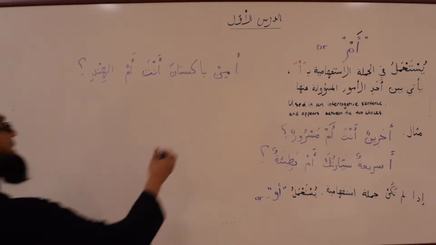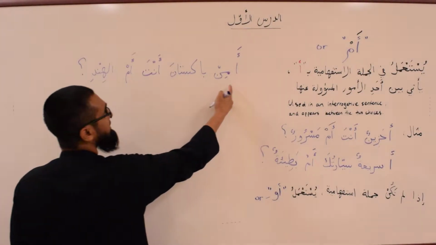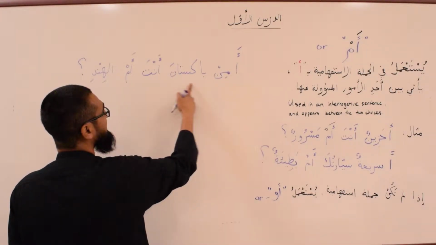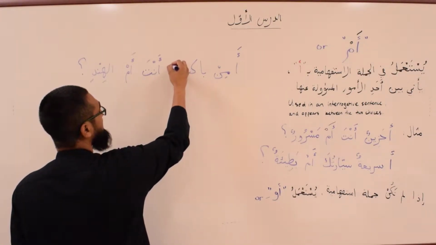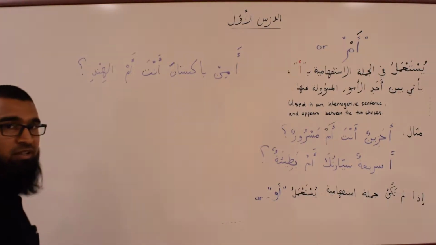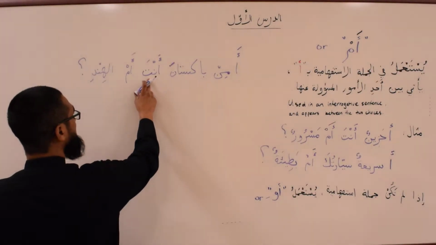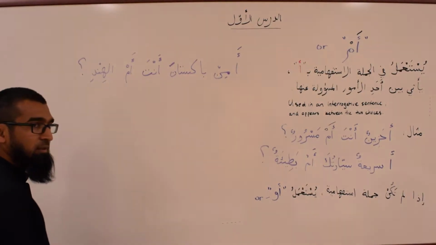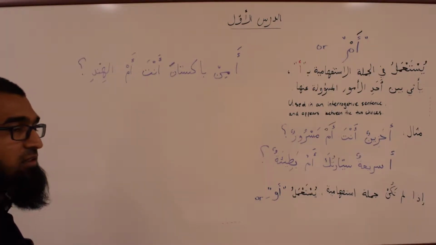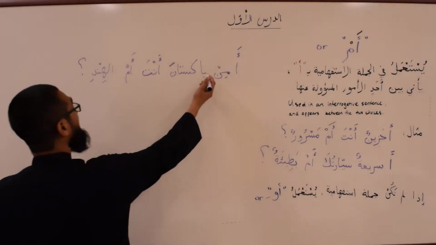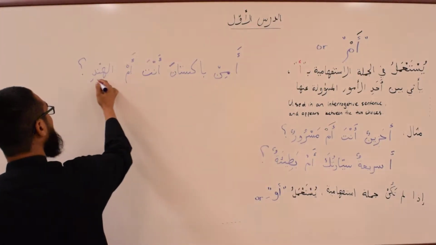So what did we do here? Observe this. Min is a harf jar. Pakistan is taking a fatha because it's mamnu min as-sarf. This is a little bit of review. So the original sentence is Anta min Pakistan. Are you from Pakistan? Anta am al-Hind.